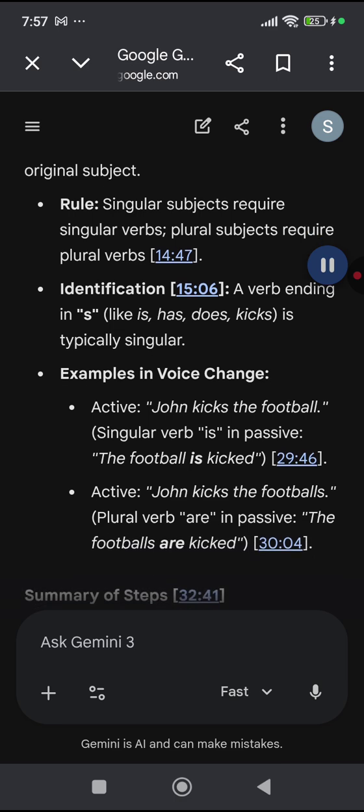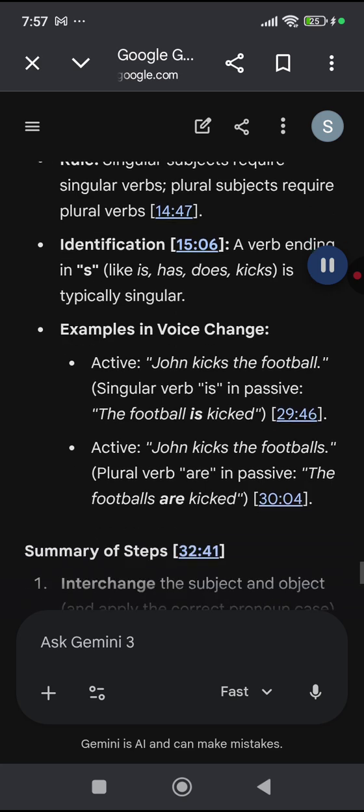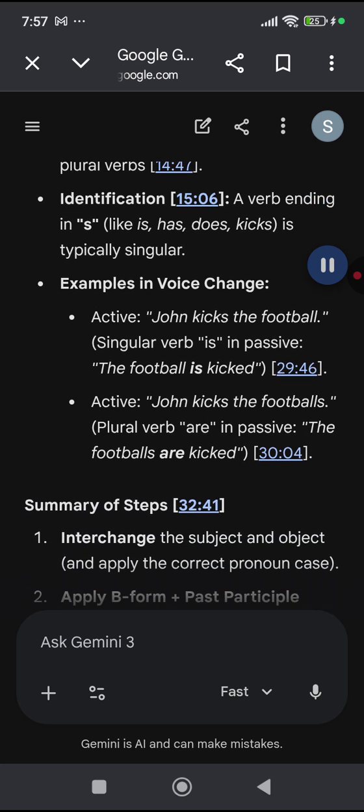Examples in voice change. Active: John kicks the football. Singular verb is in passive: the football is kicked. Active: John kicks the footballs. Plural verb are in passive: the footballs are kicked.